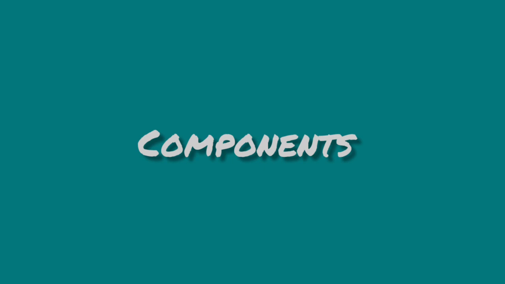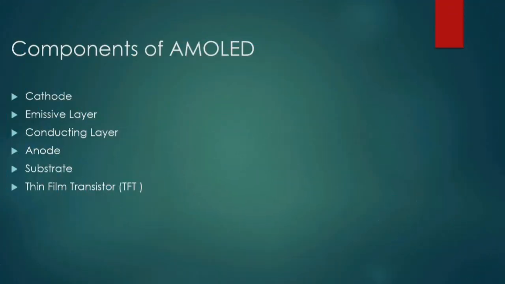Now let us know about the components of AMOLED. AMOLED consists of 6 components and they are cathode, emissive layer, conducting layer, anode, substrate and thin film transistor.